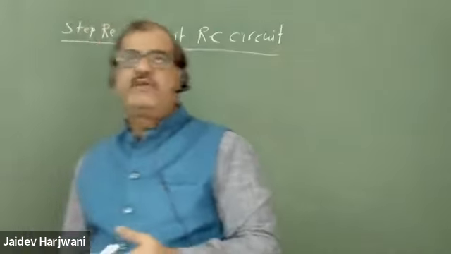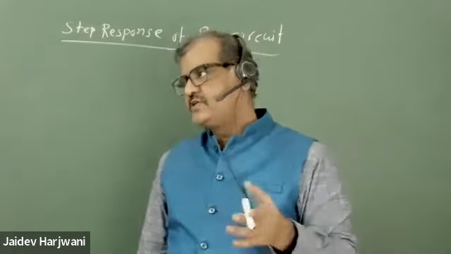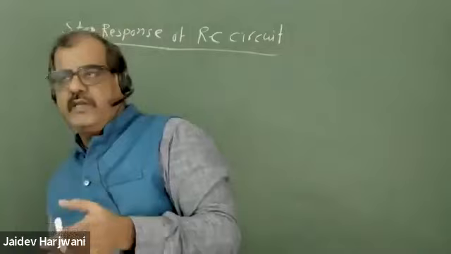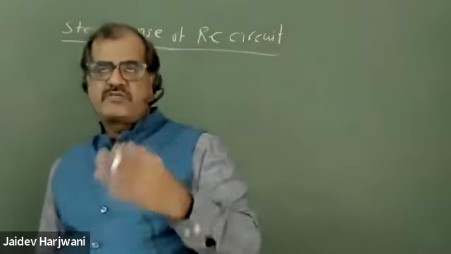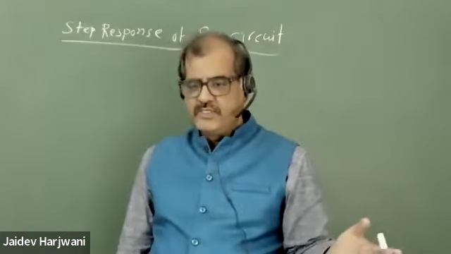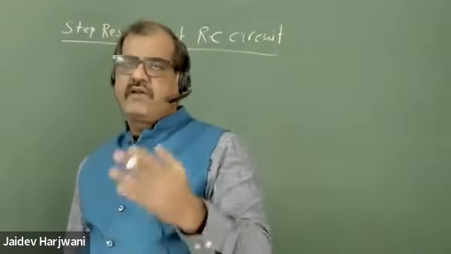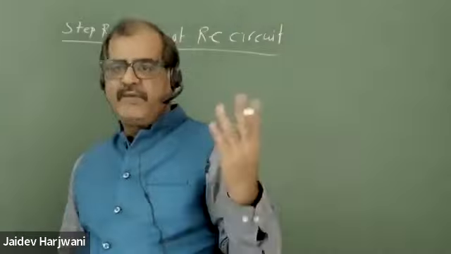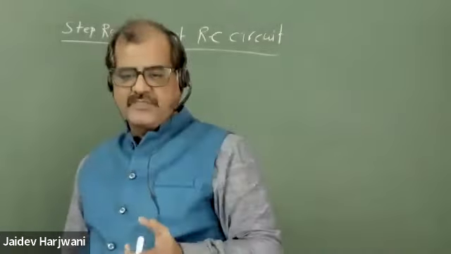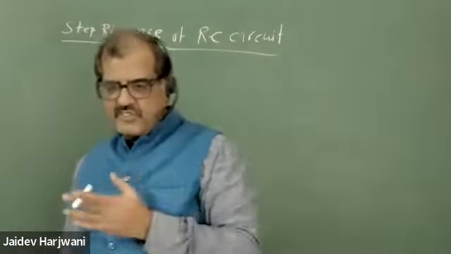So far what we have done, we saw the source free circuit. In the beginning there was a source and we removed the source, and then the capacitor got discharged through the resistance, and we calculated the voltage at any time t across the resistance or across the capacitor. Now the situation is different.